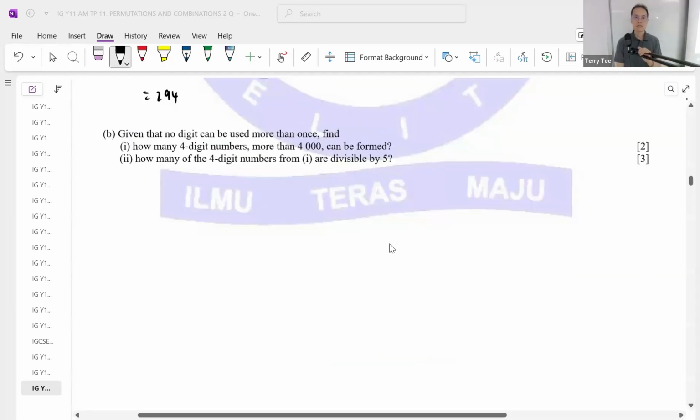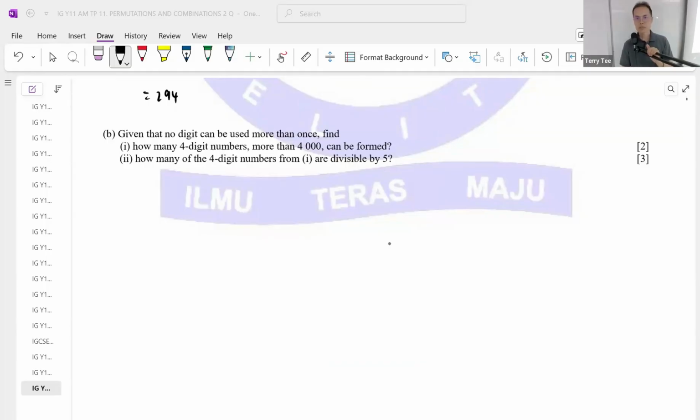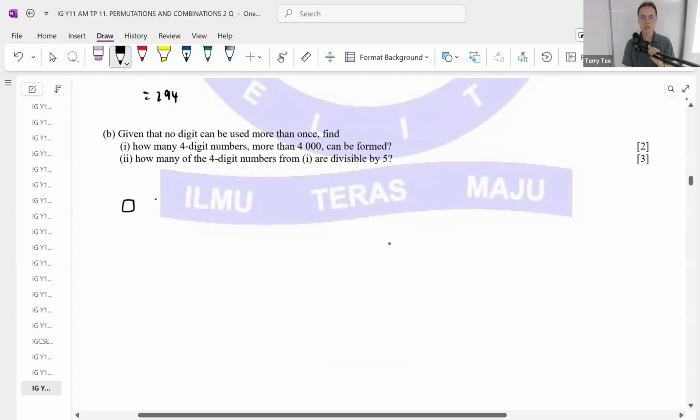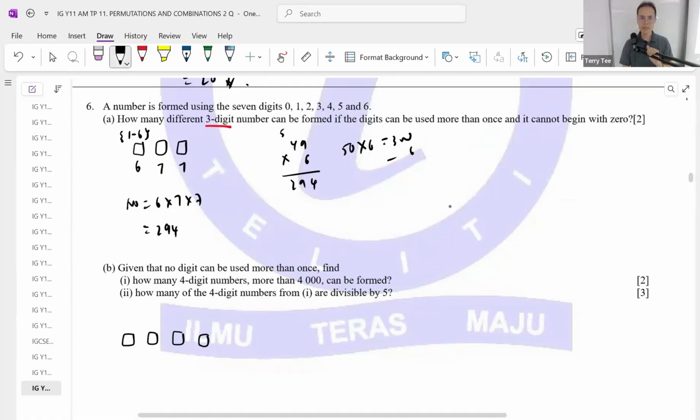Given that no digit can be used more than once, find how many 4-digit numbers more than 4,000 can be formed. So we draw 1, 2, 3, 4. Now, remember, you're using the same numbers, 0 to 6. You want it to be more than 4,000. More than 4,000 means you have to begin with 4, 5 or 6. Okay?